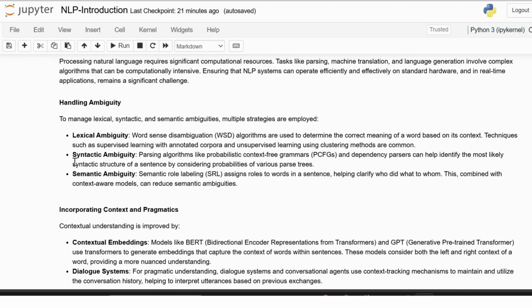For handling syntactic ambiguity, parsing algorithms like probabilistic context-free grammars, PCFGs, and dependency parsers can help identify the most likely syntactic structure of a sentence by considering probabilities of various parse trees. And for semantic ambiguity, the semantic role labeling, SRL, algorithm assigns roles to words in a sentence, helping clarify who did what to whom. This, combined with context-aware models, can reduce semantic ambiguities.